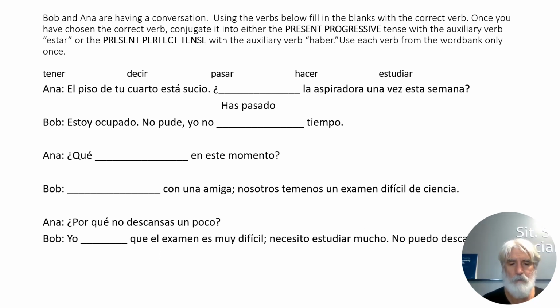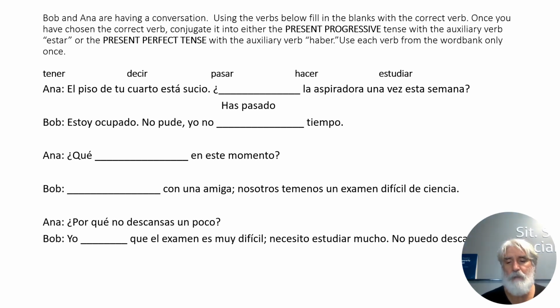So we use has because it's the tú form. Have you passed? The past participle of pasar is pasado, stem and ending. It's an adverb, pasado. Okay, let's look at the next one. Now Bob responds, estoy ocupado. So I'm busy.